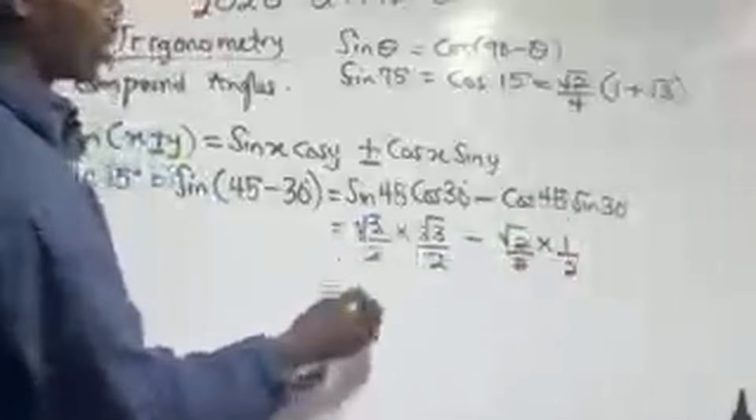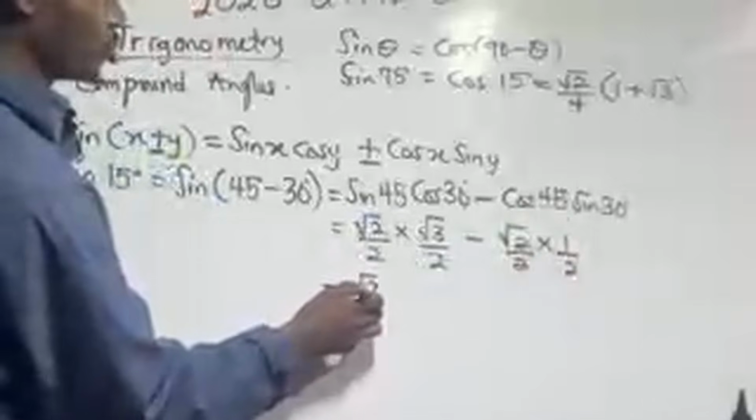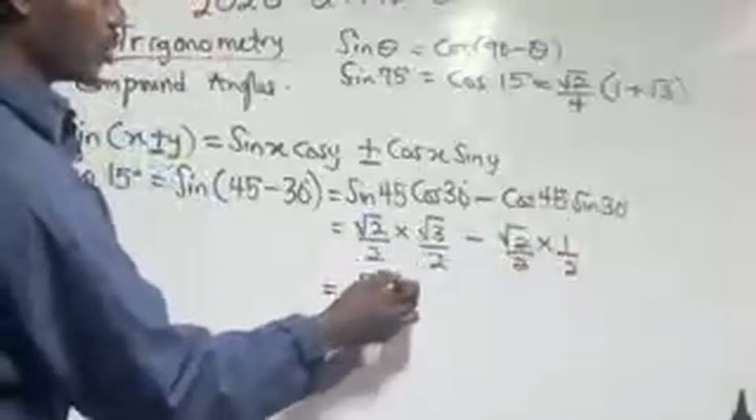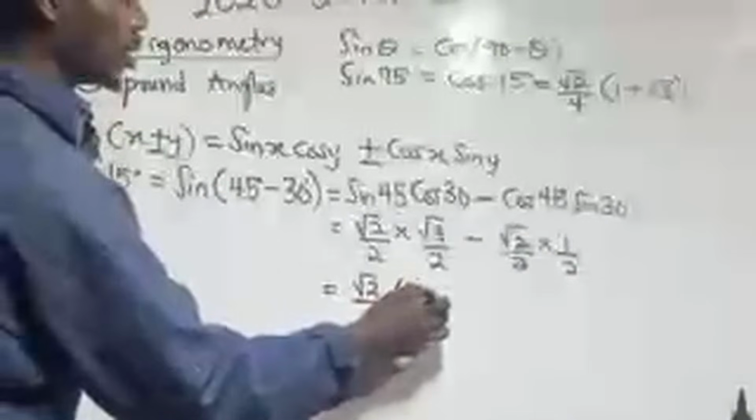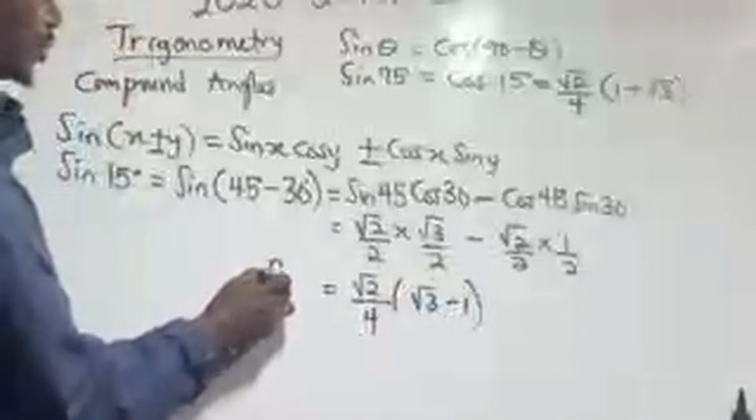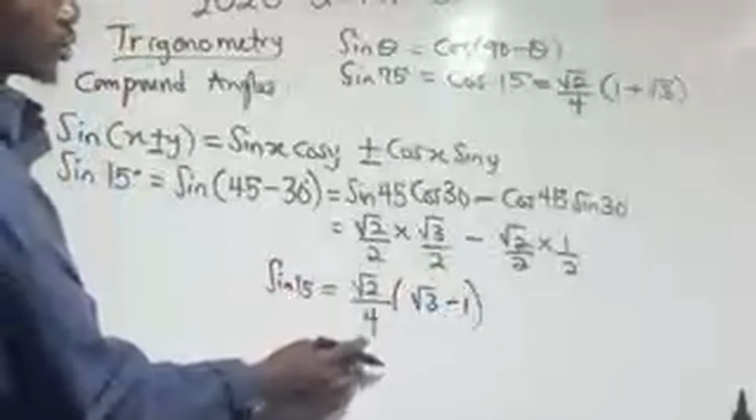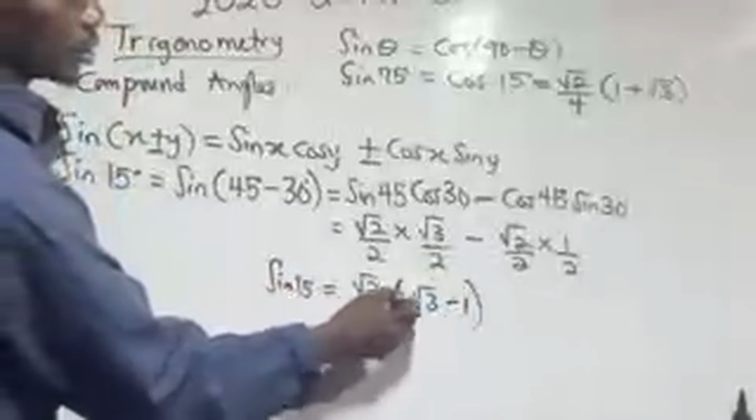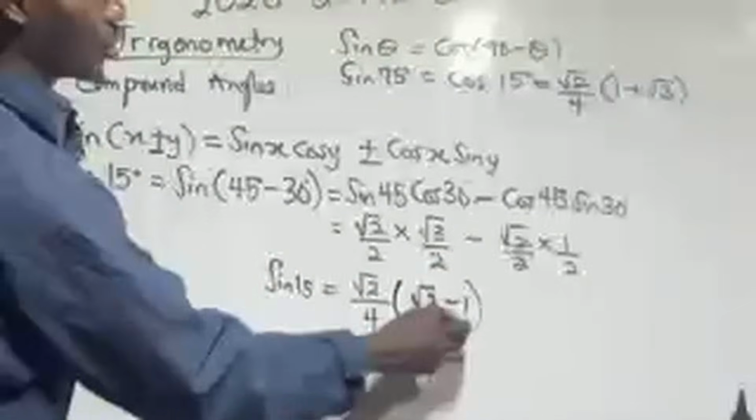Now look at the 2. You have what in common at the numerator? Root 2. And you have what in common at the denominator? 4. What do you have left here? Root 3. What do you have left here? 1. So automatically our sine 15 is what? Root 2 over 4 in bracket root 3 minus 1. So that is what I said here.